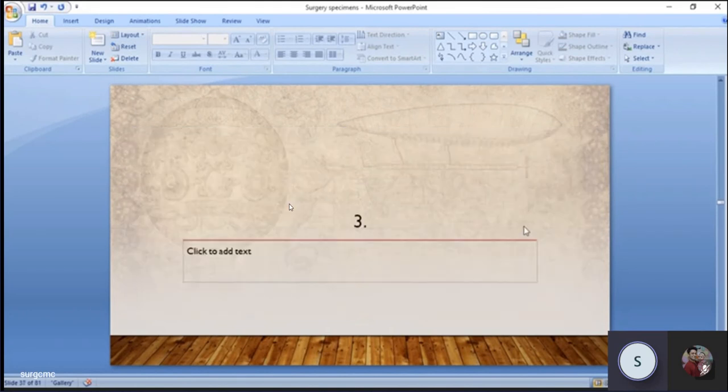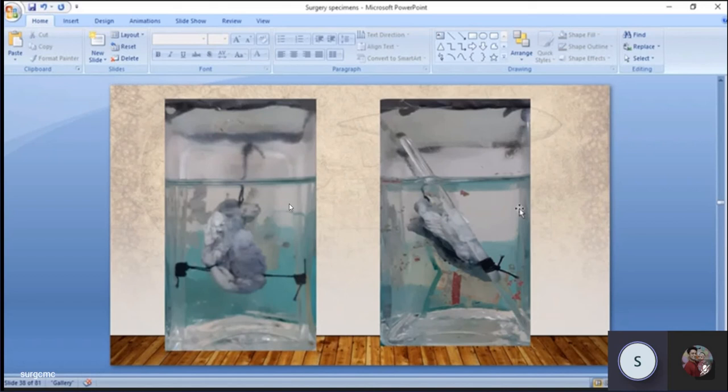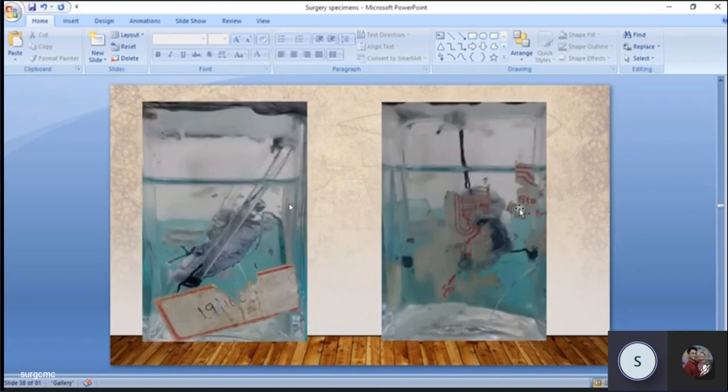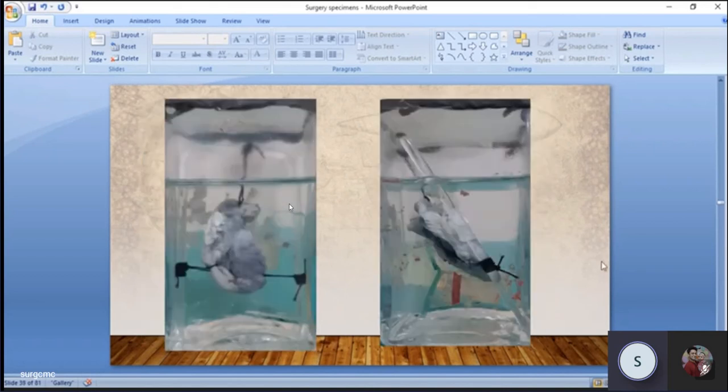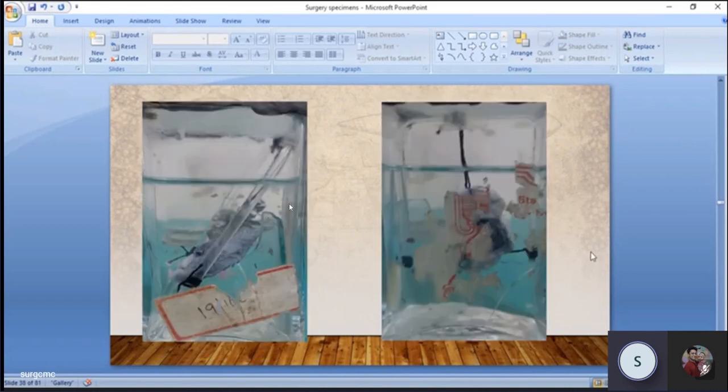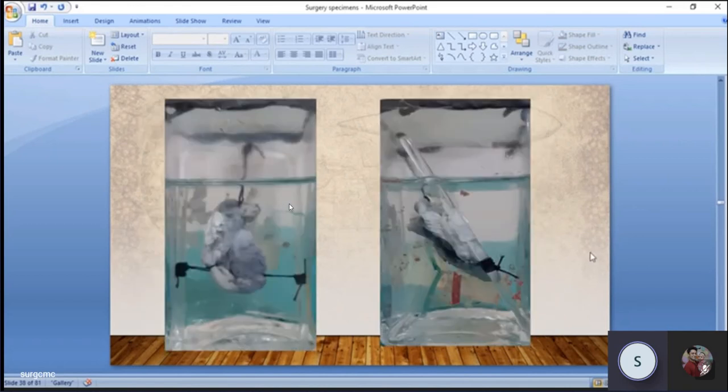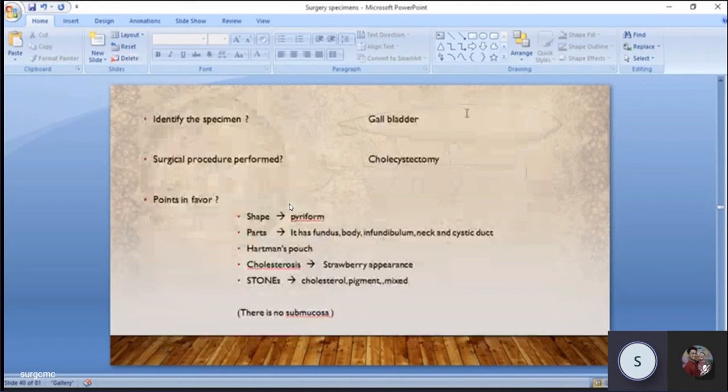So the third one. Now try to identify what this specimen is. This is important, commonly asked, very important. Hope you have made up your minds. Yes, the specimen is a gallbladder.